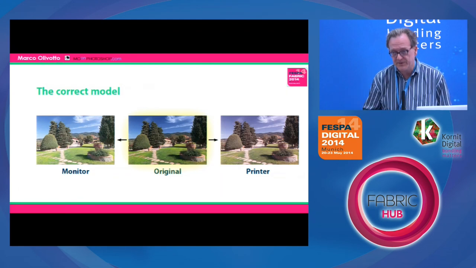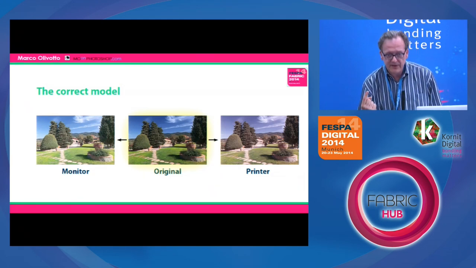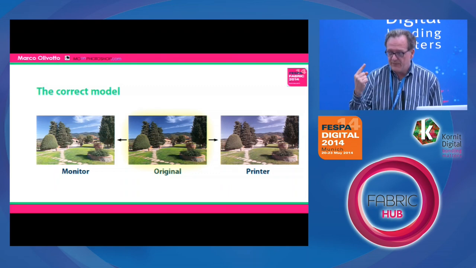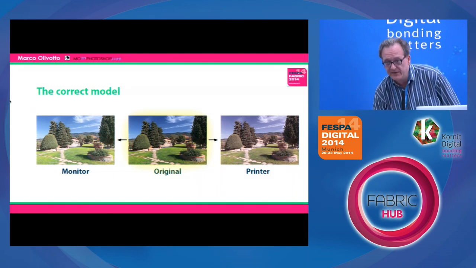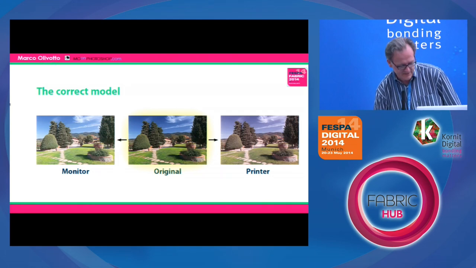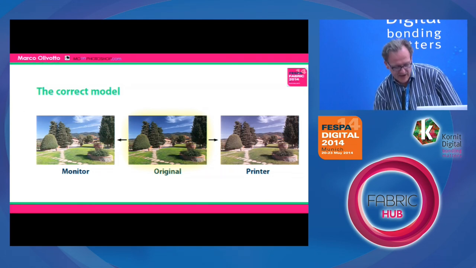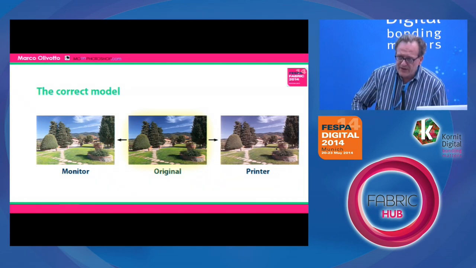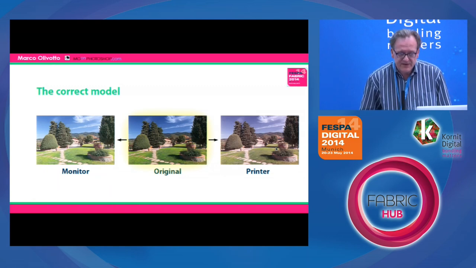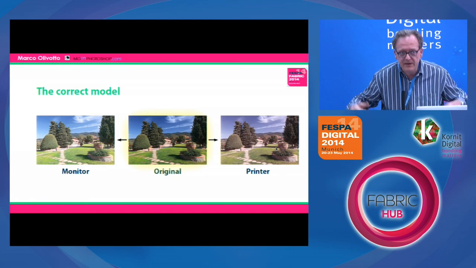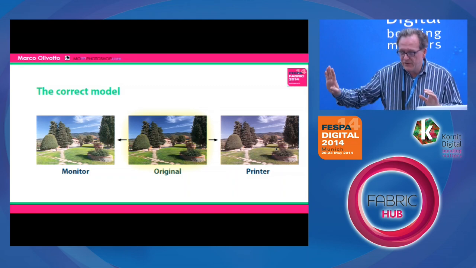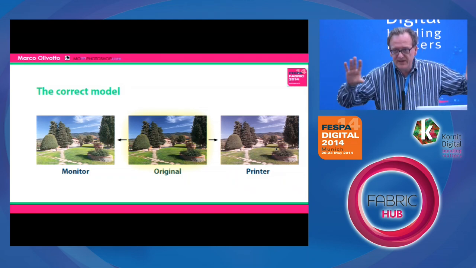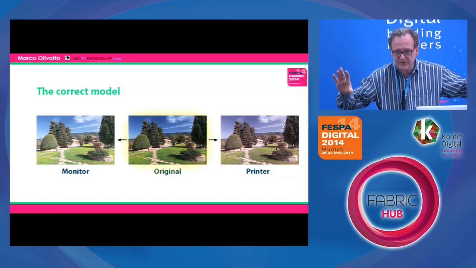So please swap the model. We have one original, and the original can't be seen. And we have two different representations. The first representation is the one of the monitor, and it's possibly too bright, but this is what we have. And the only thing we see, because we don't actually see the original, is that the printer is reddish and saturated. And this is a sign that there is a mismatch between the color workflow, between the original and the monitor on one side, and the original and the printer on the other side. But they are two different devices. They are not connected at all.